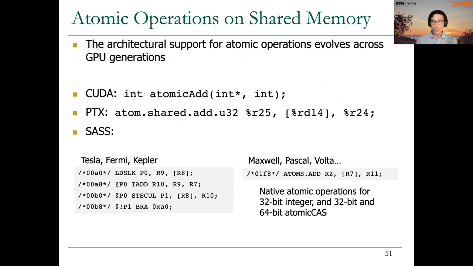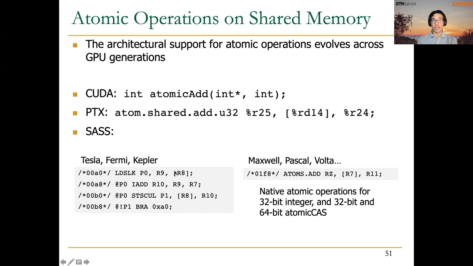We are actually going to start with shared memory. Remember that atomic operations are possible in global memory and in shared memory. Let's start with the atomic operations in shared memory. You're already familiar with this. This is the syntax in CUDA. This is the corresponding instruction in PTX, this intermediate representation, and then in the SASS or assembly code, depending on the architecture, we may have different instructions or different combinations of instructions to execute the same operation, in this case, an atomic operation.